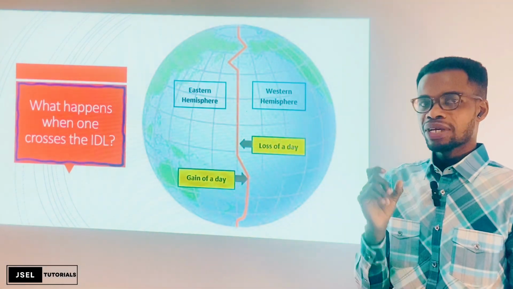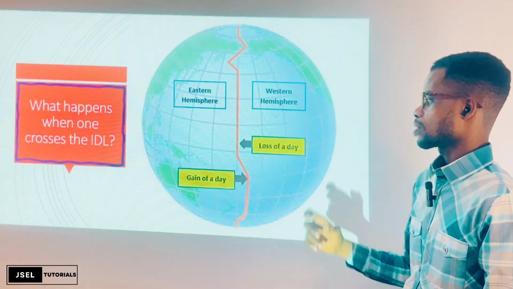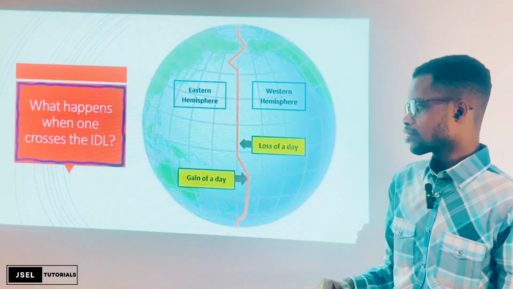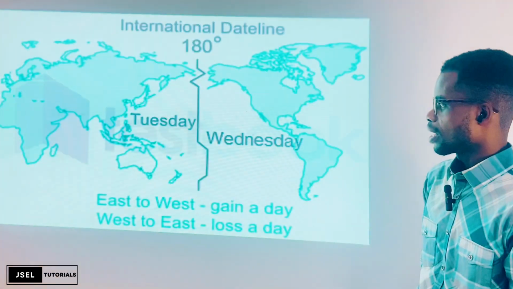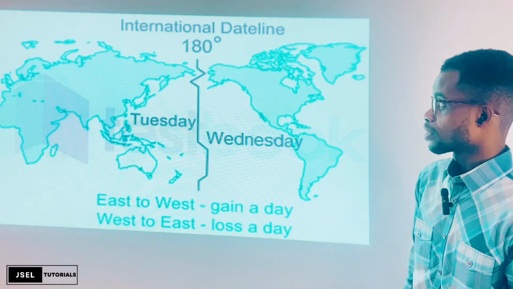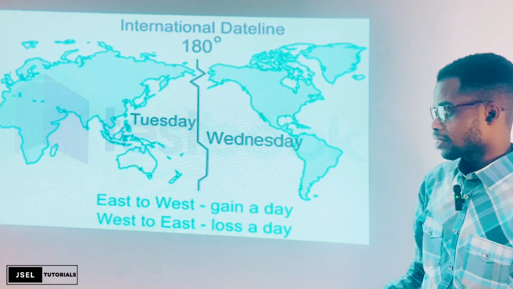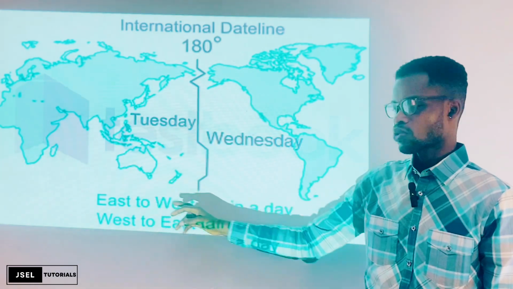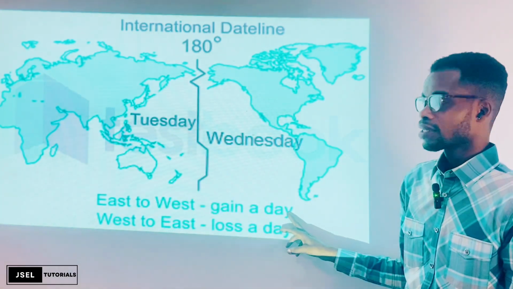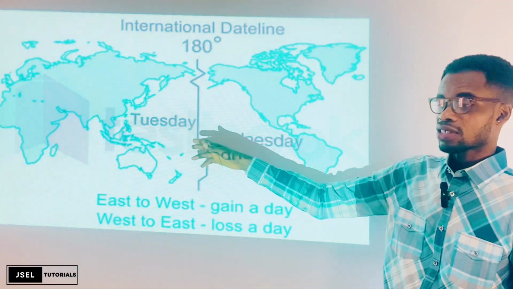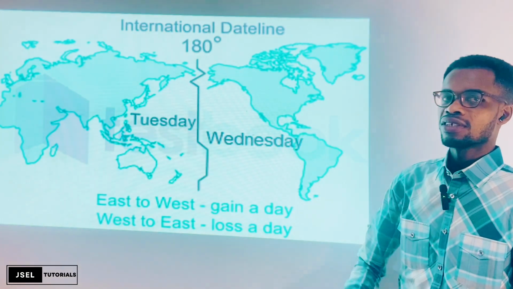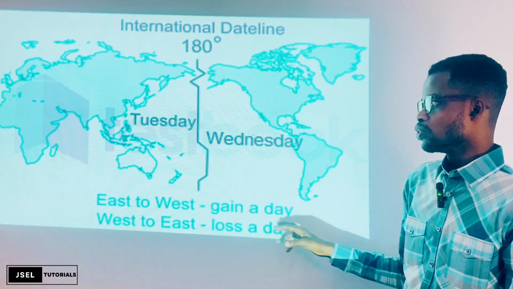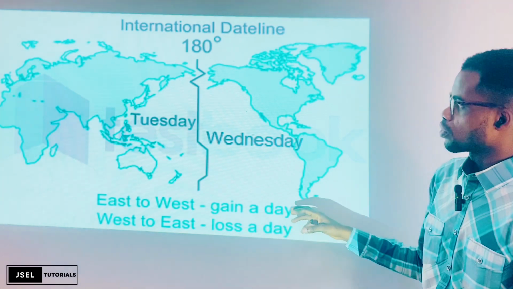Now, if a person travels and crosses the international date line into the West, the person will gain a day. It's happening. Let's see how it is displayed over here. So the 180 degrees IDL, you see what is happening. If a movement is made from the east to the west, you gain a day. That is across the international date line. And if another movement is made vice versa, from west to the east, you lose a day.